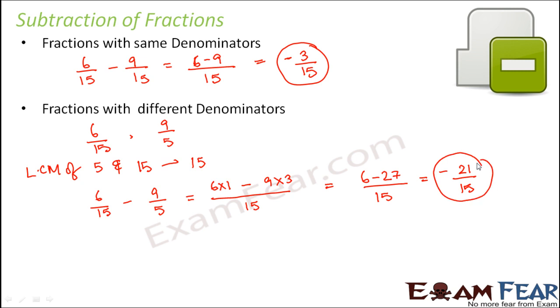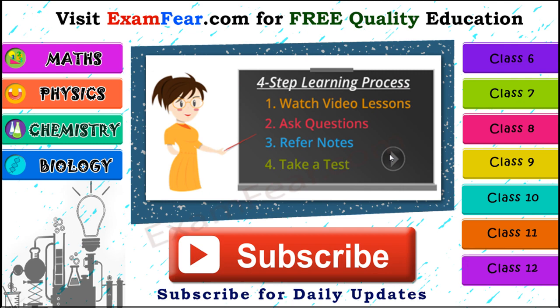So for addition and subtraction, one scenario is when both the fractions have the same denominator. It is pretty simple. That is, you directly add or subtract the numerators. But when you have different denominators, you take the LCM of both the denominators and then you proceed with the addition or subtraction. So basically this is how we add or subtract fractions.